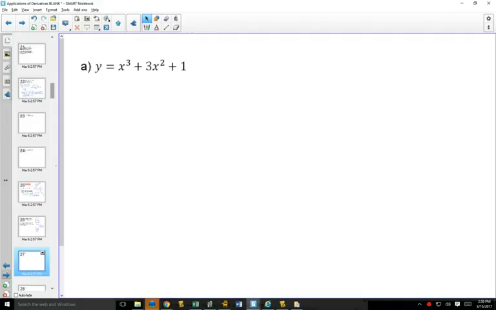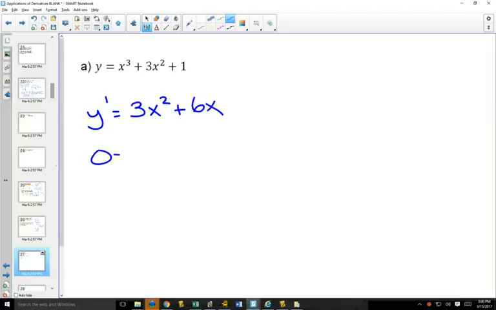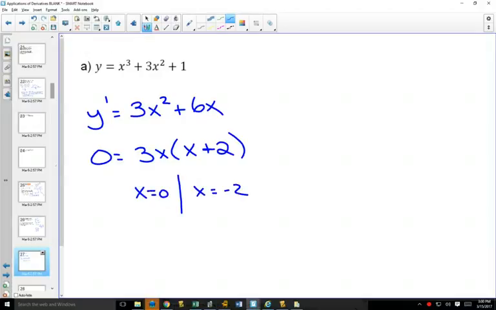Here is an x cubed graph that isn't just a basic x cubed graph. It has some extra stuff involved. So if we were going to find all of our stationary points and classify them, we'd start by finding our derivative. We'd set our derivative equal to 0. I'm going to factor out a 3x. And then we find out that x could be 0 or x could be negative 2. This one has 2 critical points.